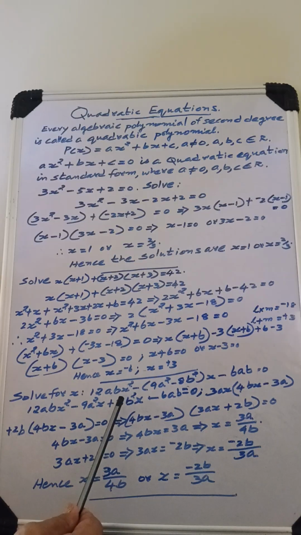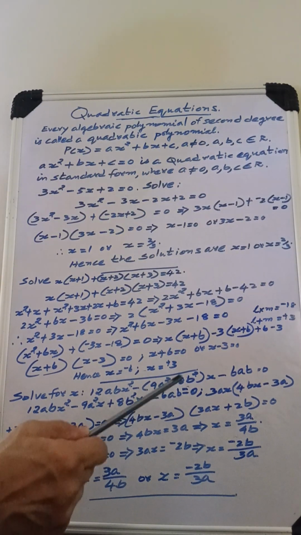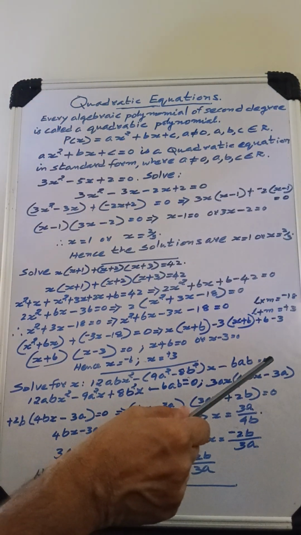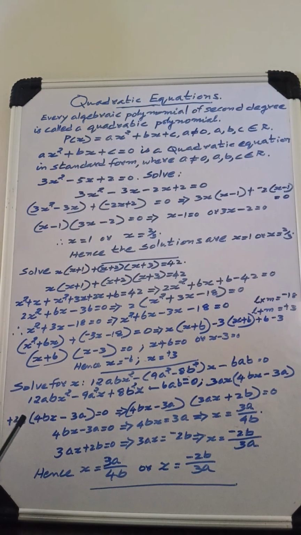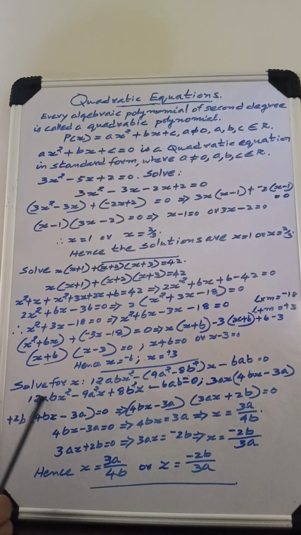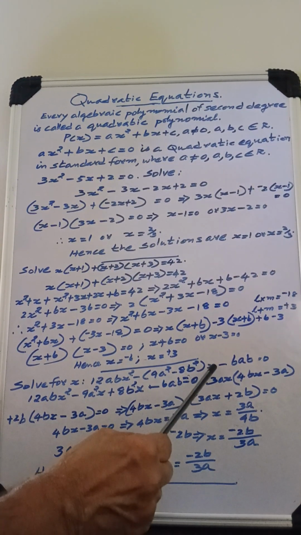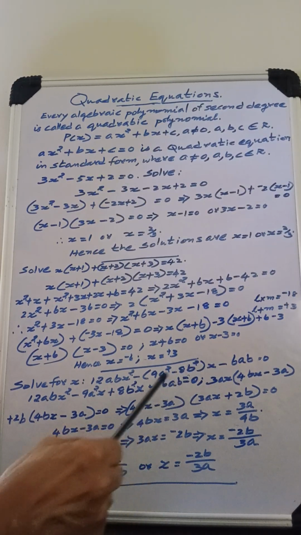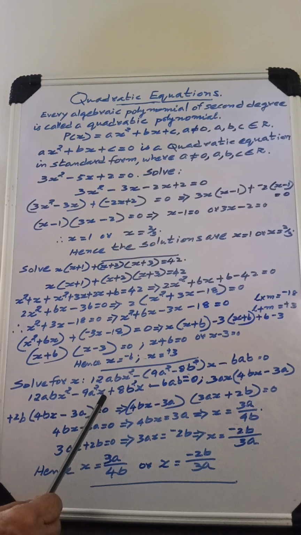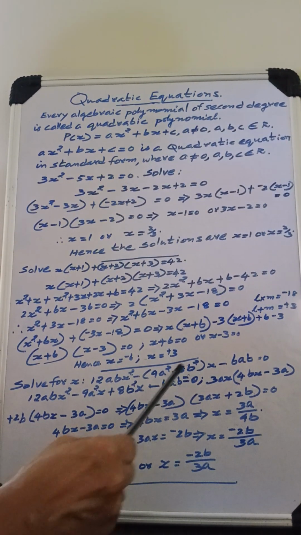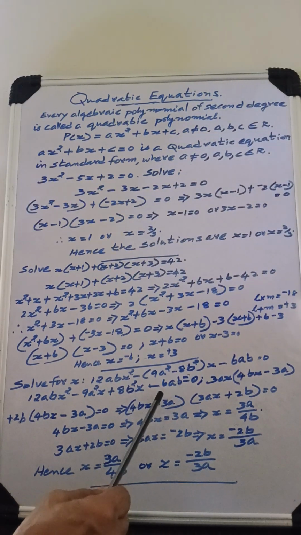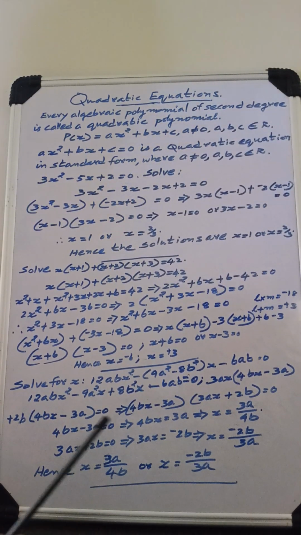12ab squared minus of 9a squared minus 8b squared into x minus 6ab equals 0. I'm simply breaking the brackets of the middle term. 12ab squared minus x into 9a squared minus 8b squared: minus 9a squared x, minus x into minus 8b squared gives plus 8b squared x, minus 6ab equals 0.